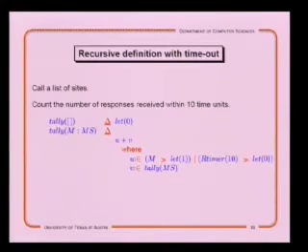And also call the first site and time out after 10 units. So if it returns a value before 10 units, you output a 1. Otherwise, you output a 0. And the whole thing is the value of u plus v.